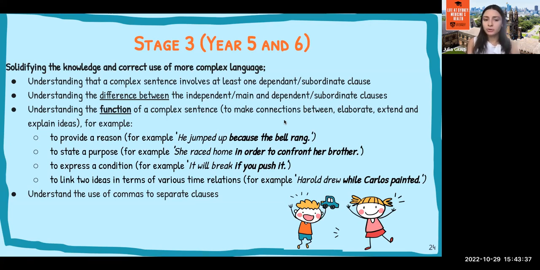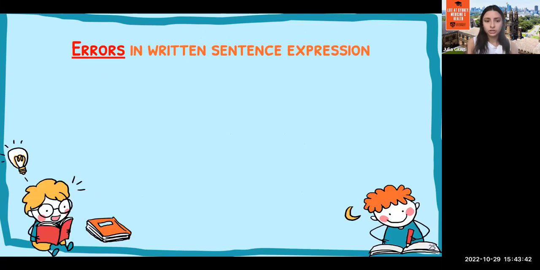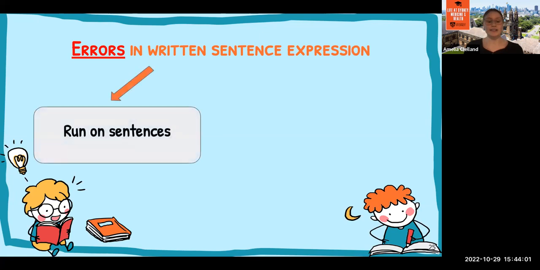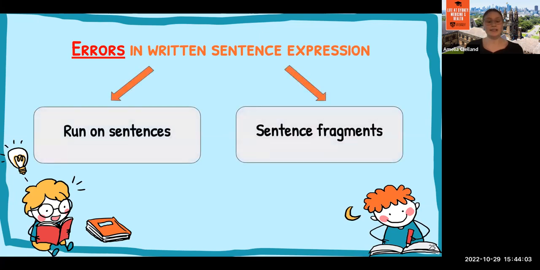So this has been a brief overview of the expectations of students' development of sentence structure throughout the stages of primary school. Amelia will now go through some common errors seen in sentence structure and ways to remediate this. So there are two common errors that you may see in a student's written expression that do not follow the rules required to create well-structured and complete sentences. These are run-on sentences and sentence fragments.